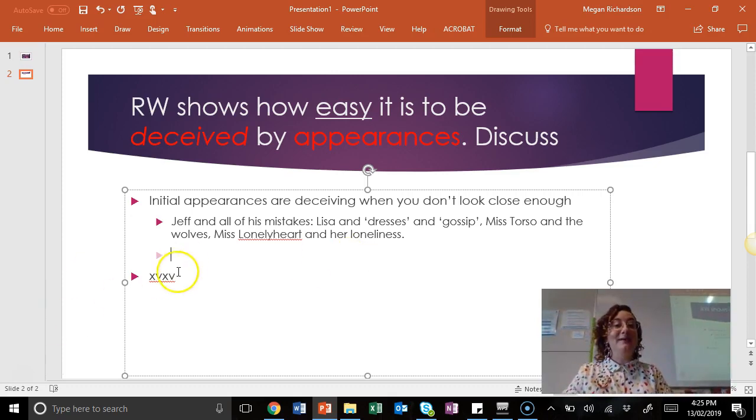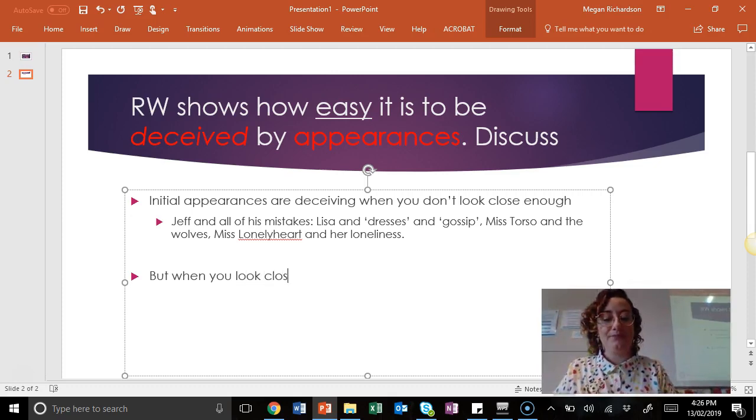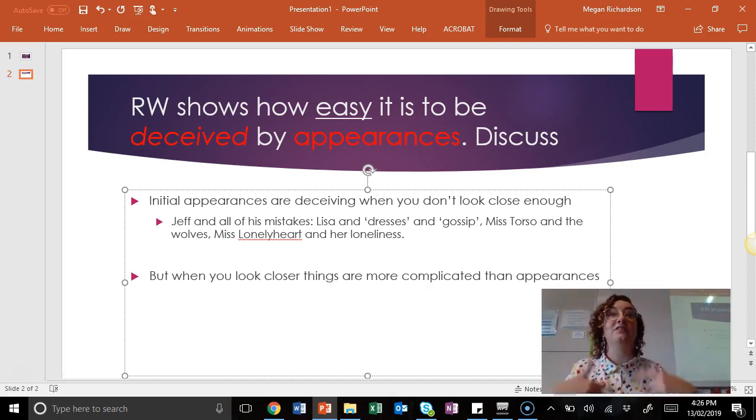Okay, so let's make that our second paragraph. What about the newlyweds too? At the start, we think it's very happy, but he's deceived her because he hasn't got a job. And she's like, I never would have married you if I knew you didn't have a job, why didn't you tell me? Then the window goes up and they're at each other's throats. So that's just, when you look closer, things are more complicated than appearances.